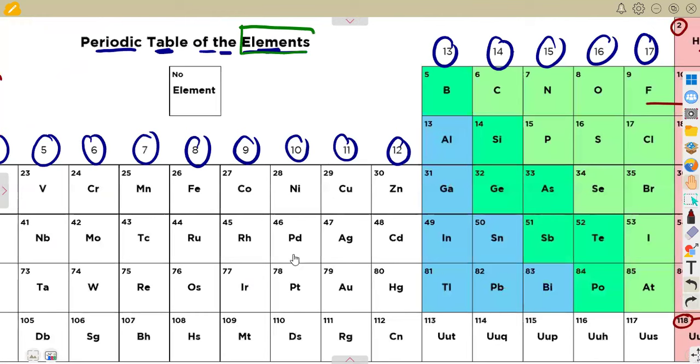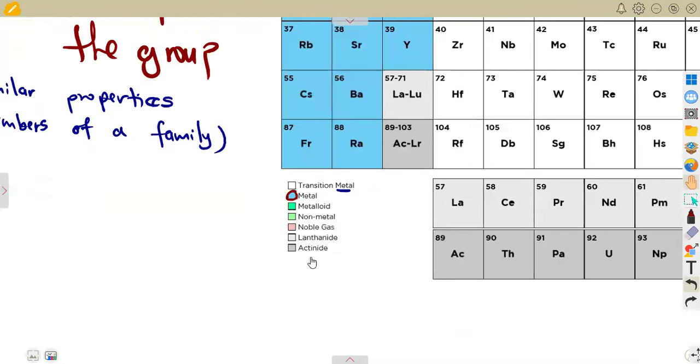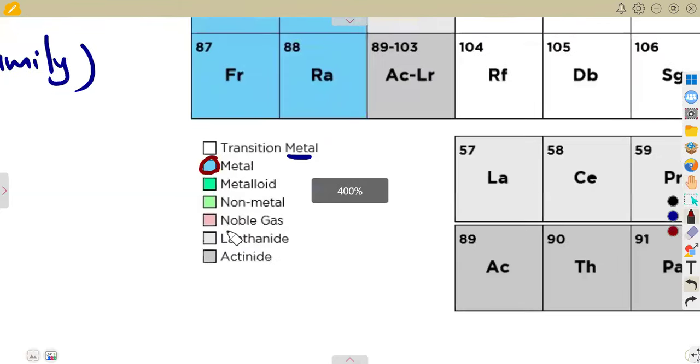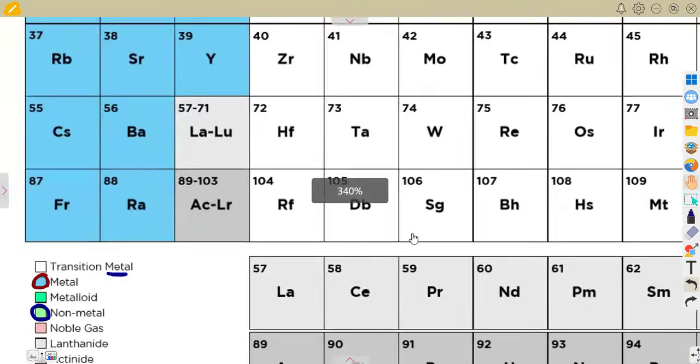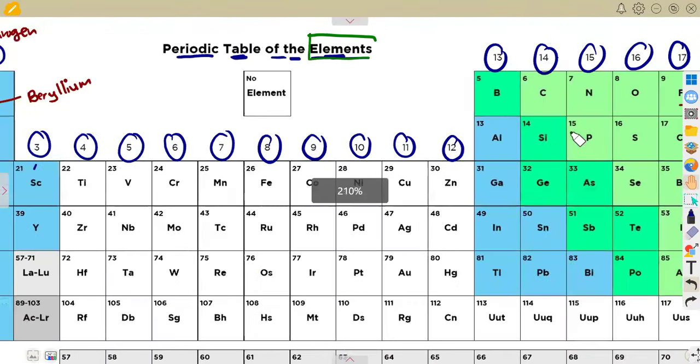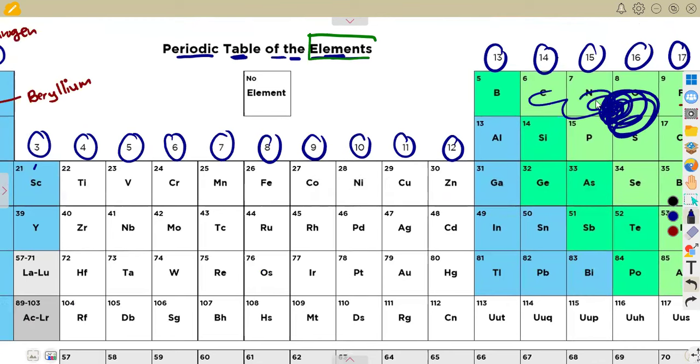Then let's check the part of our non-metals. Are you seeing the color? Let me increase it so that you can see it on your diagram also. This is for your non-metals. We are talking about this part here. This is the part of our non-metals, where we are having the carbon, the nitrogen, the oxygen, all this part.